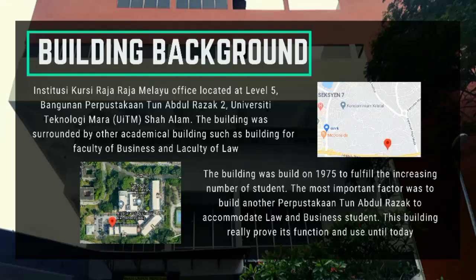So let me tell you more about the building background. Institusi Kursi Raja-Raja Melayu office is located at level 5 of Bangunan Perpustakaan Tun Abdul Razak II, Universiti Teknologi Mara, UiTM Shah. The building is surrounded by other academic buildings such as Building 4, Faculty of Business and Faculty of Law. The building was built in 1975 to fulfill the increasing number of students. The most important factor was to build another Perpustakaan Tun Abdul Razak to accommodate law and business students. This building has really proved its function and use until today.